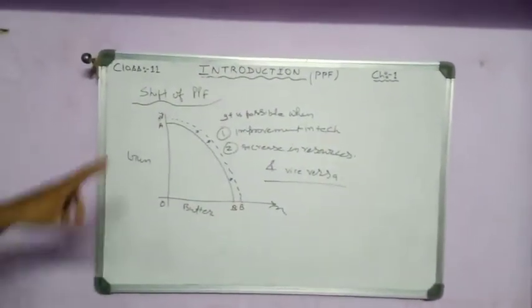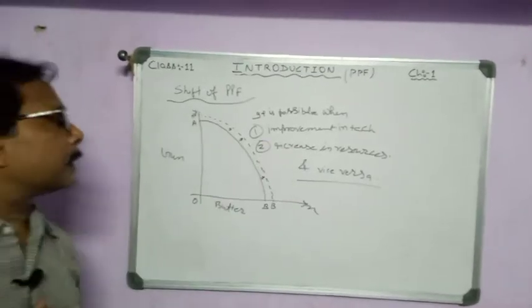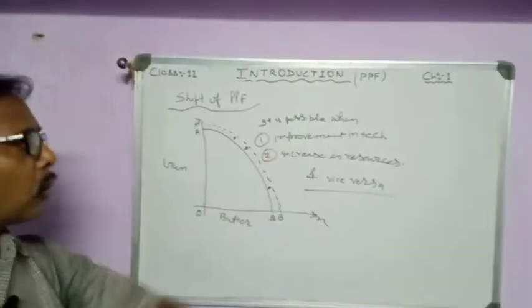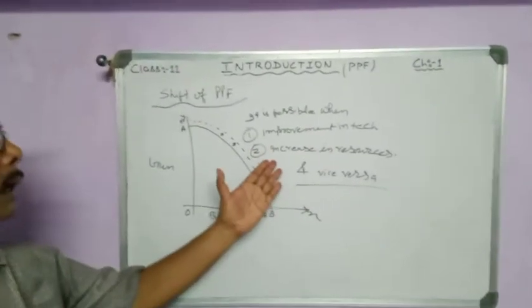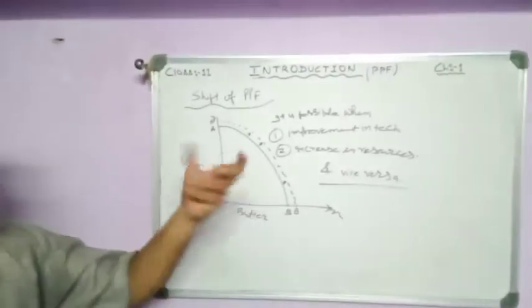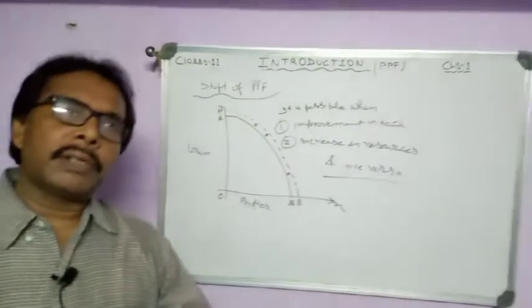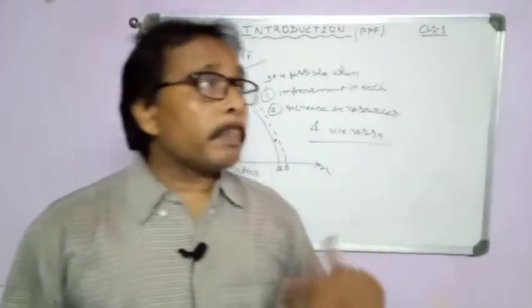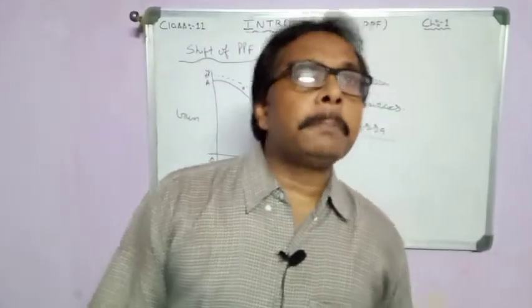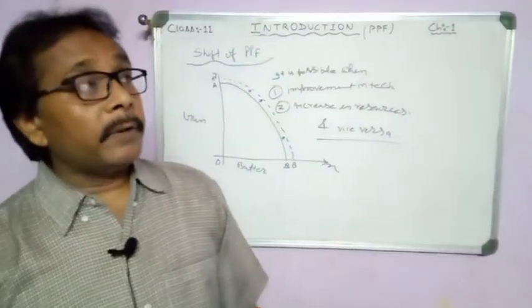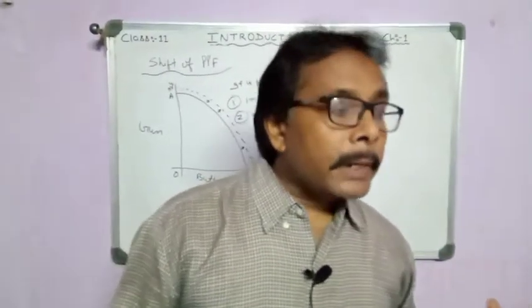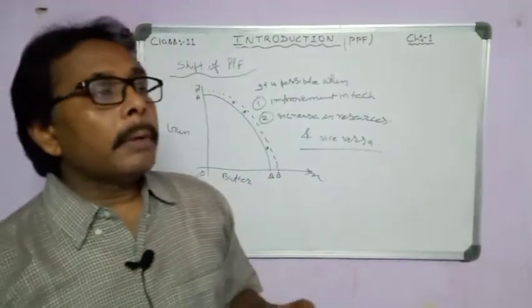So if the PPF shifts rightwards, it happens due to two things: either the technology has improved or there is an increase in resources. Here I want to give you one example. In our country, the Rajdoot motorcycle was famous. It was used by most of the rich people at that time, and it was a very impressive motorbike.